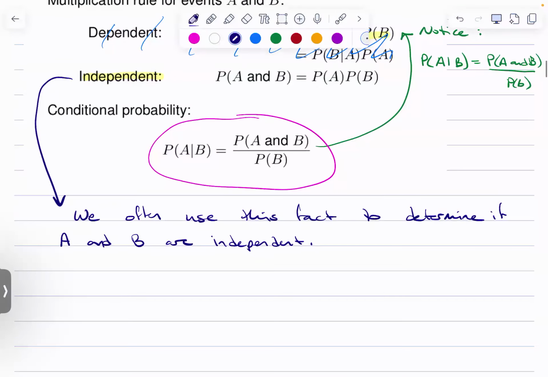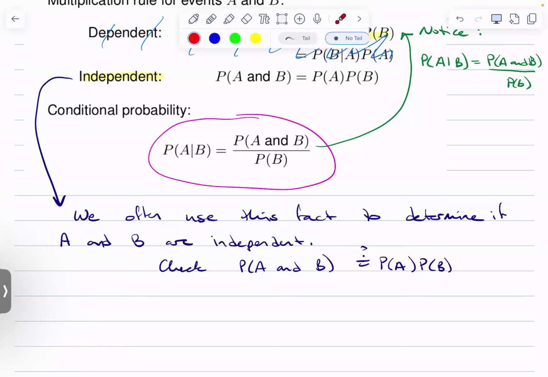What you're going to do is check if the probability of A and B equals the probability of A times the probability of B. In this scenario, I would need to give you all three of those probabilities. If they end up being exactly the same, then you can say that they are independent. So it's a neat, roundabout trick to see if two events are independent.